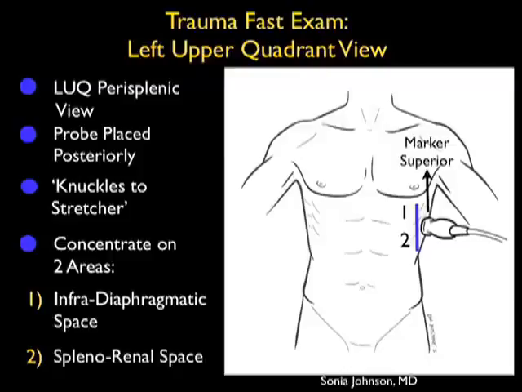Position the probe in the long axis view with the probe marker towards the patient's head at about the mid-axillary line or posterior axillary line, with your knuckles almost touching down to the bedside. We'll concentrate on two areas, most importantly, the area above the spleen and below the diaphragm where fluid will preferentially accumulate, but rounding out our exam we'll look inferior at that splenorenal space.